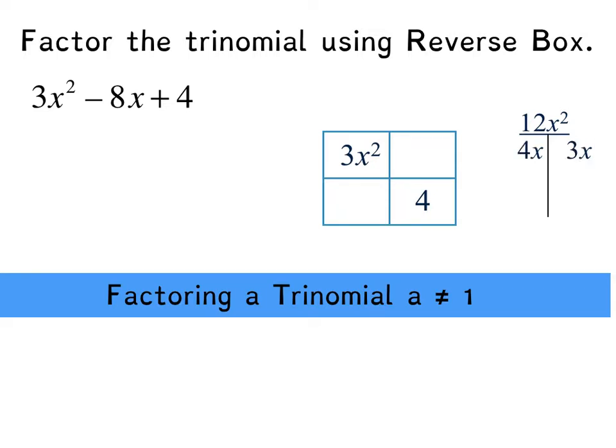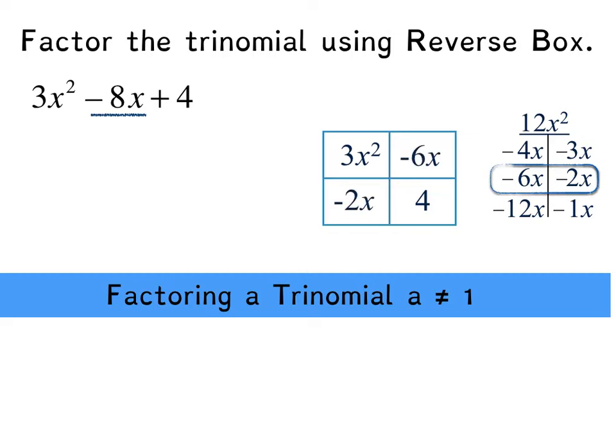So we want to start listing factors of 12x squared. Then we want to notice that the middle term is negative. And so we want a group of factors which will also add together to equal negative 8x. The only way that'll happen is if both of these are negative. I'm noticing the middle set of factors are the ones that I want, so I want to write them along the diagonal. I'm going to choose to put negative 6x at the top, simply because it's compatible with 3x squared.